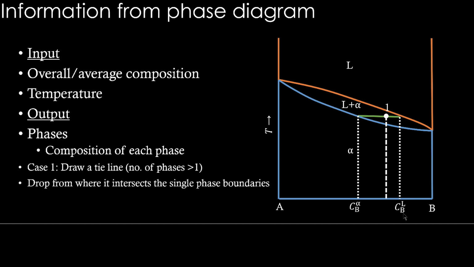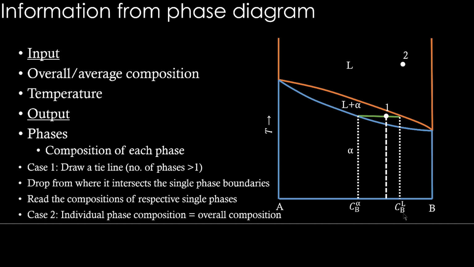Drop from where it intersects the single phase boundaries and read the compositions of respective single phases. This is what we have done. Now let's look at a point like this, number 2 here. In this case, individual phase composition is equal to overall composition because it is in a single phase region, liquid. So the overall composition is equal to the phase composition there.